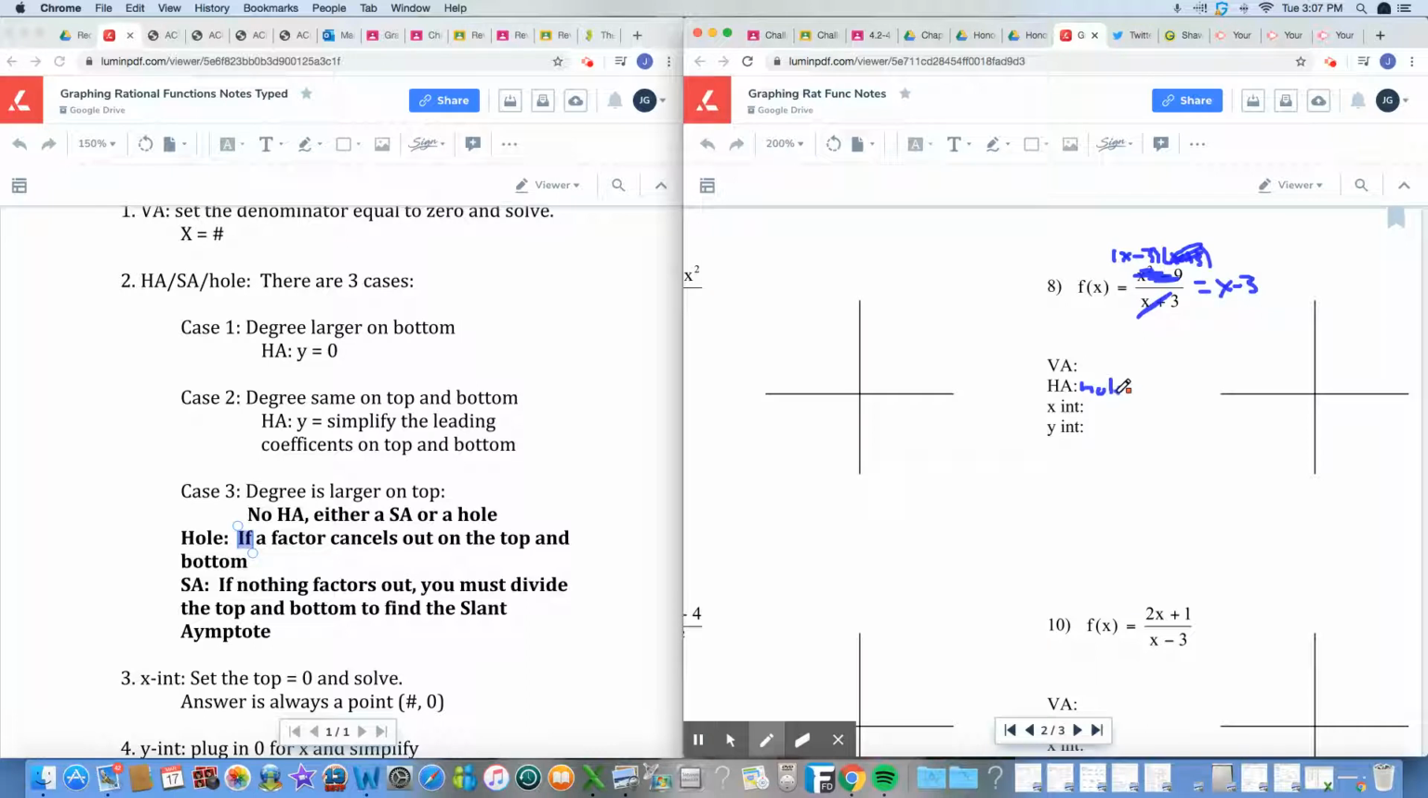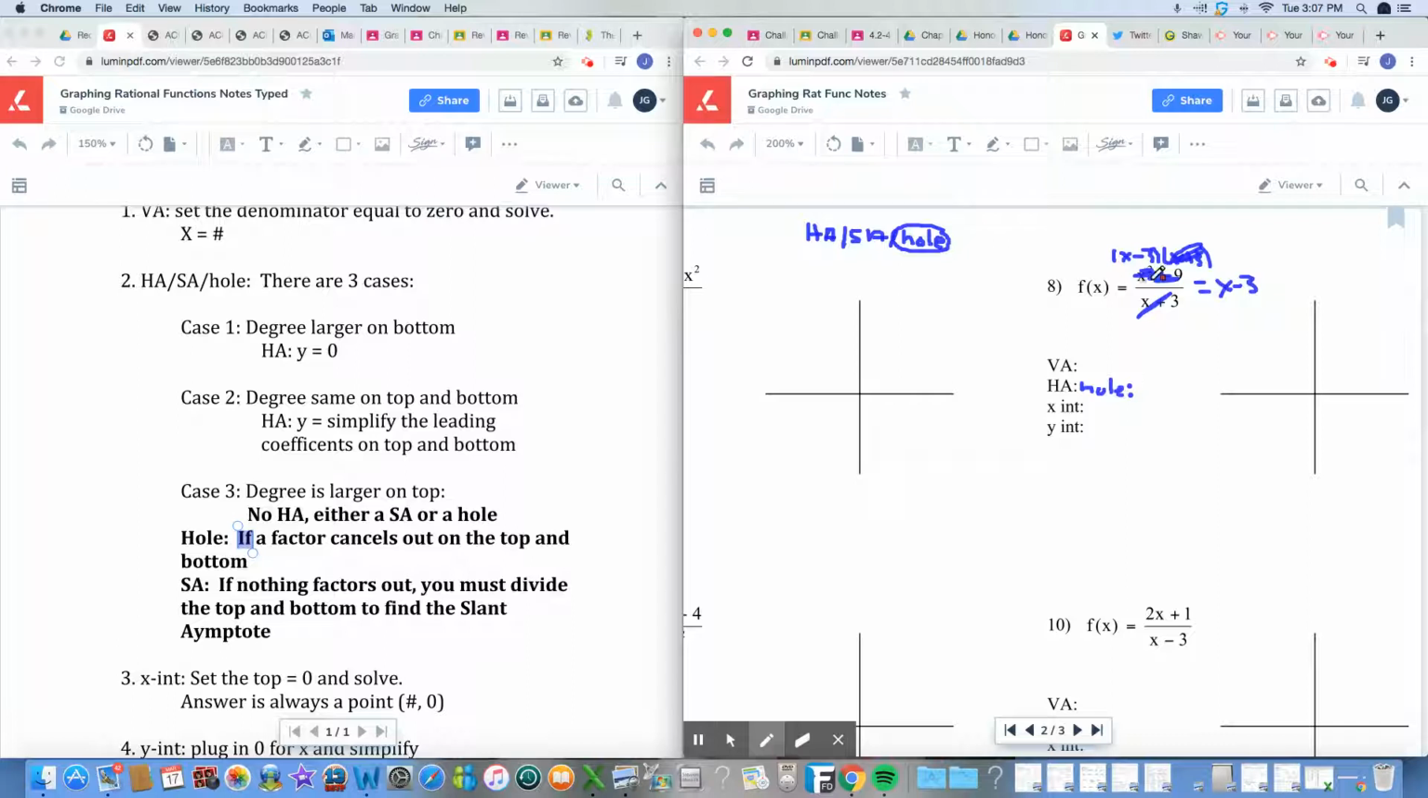It doesn't say it here, but on your worksheets for your homework, it will say HA, then a slash, then SA, and then the third thing will say hole. In this case, we have a hole, so you would circle hole. And we'll talk about what that means in a second.